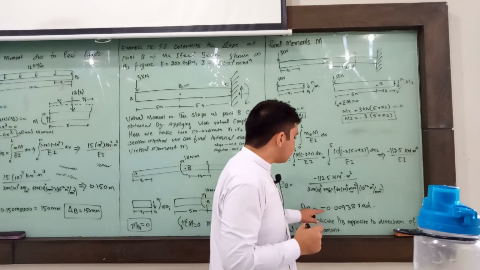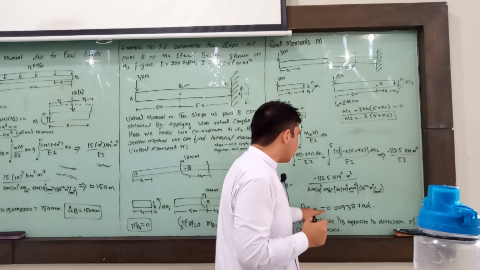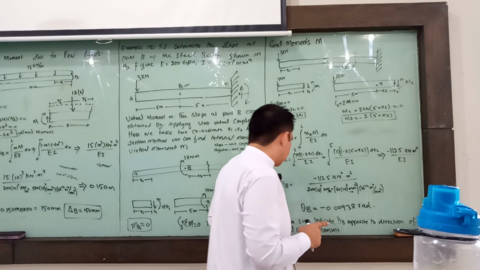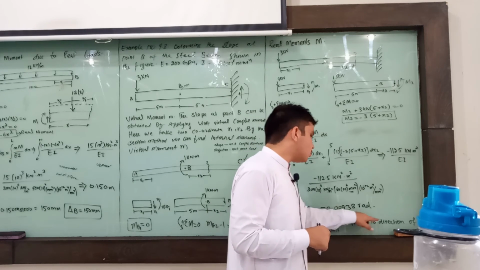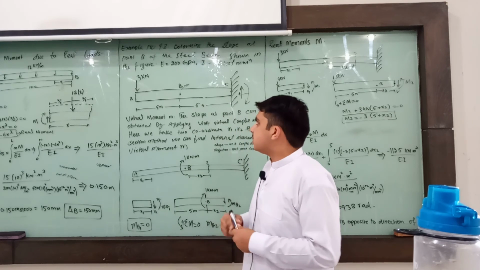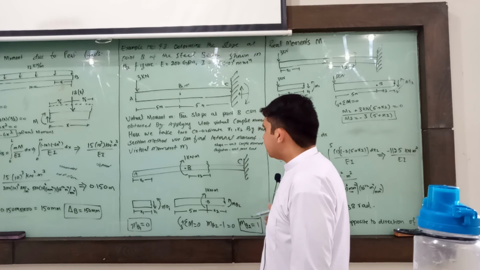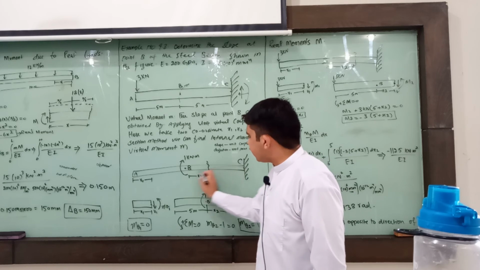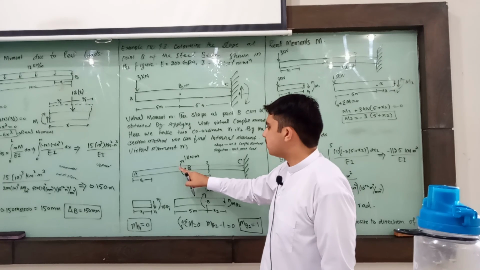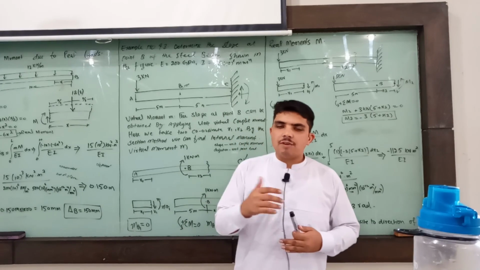Now theta B is equal to minus 0.00938 radian. Now here the sign of this answer is negative. What does it mean? It means that the negative sign indicates theta B is opposite to the direction of the virtual couple movement. Okay, it means that we have applied the load in clockwise direction, but the deflection of the beam is like that, opposite to this unit couple movement.